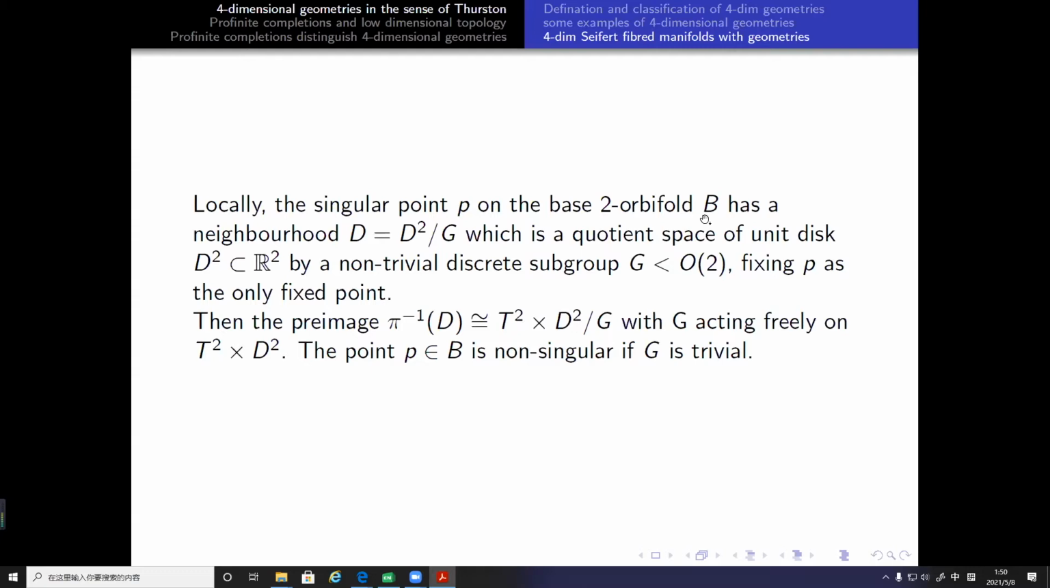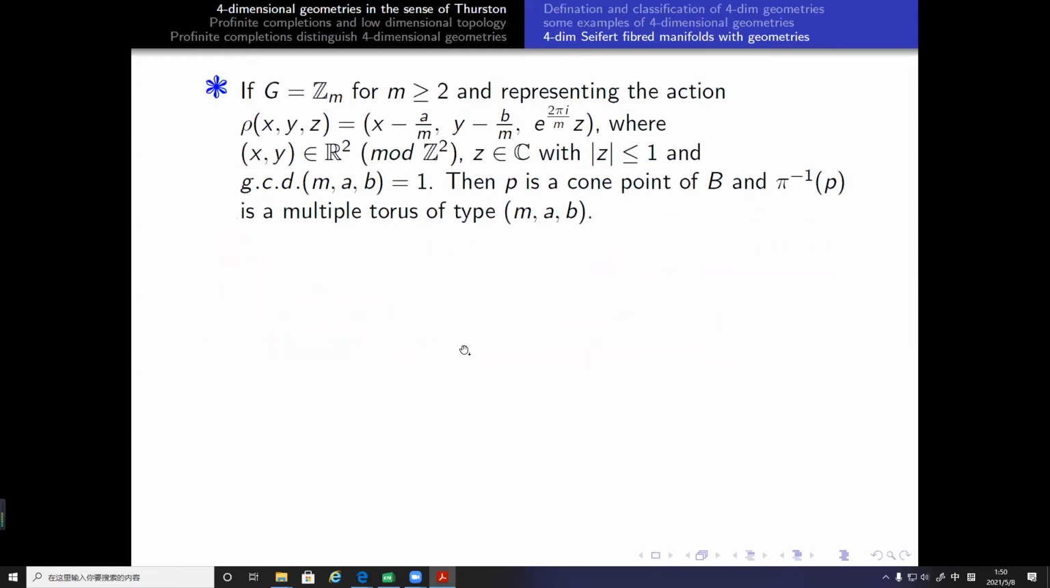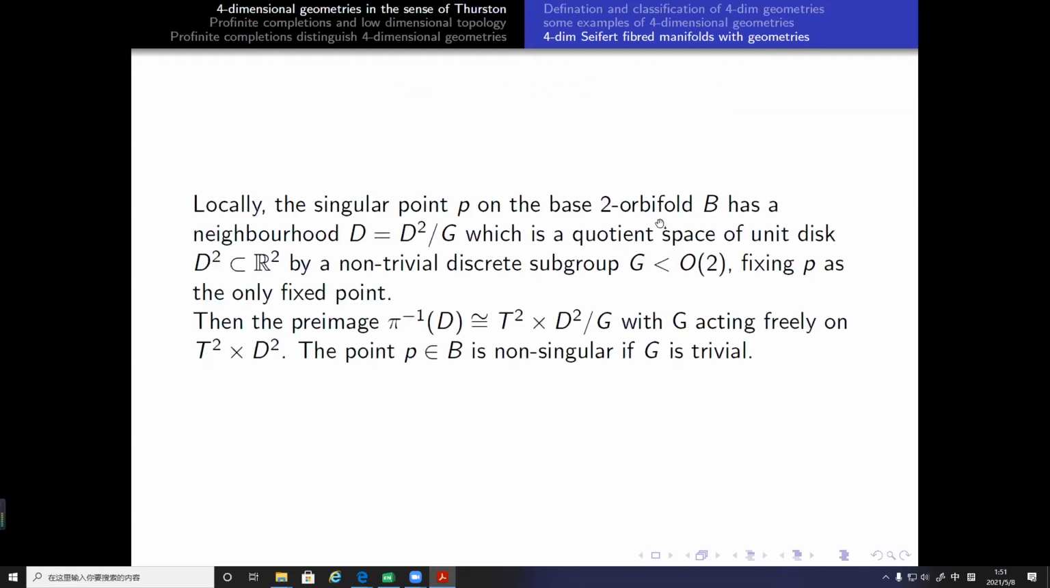So for the base case, it is an orbifold, but here it is a manifold since G acts on this space freely. And then the point P here is non-singular if and only if G is trivial. In this case, the neighborhood of P in B is just a disk, but in general it is a two-orbifold. Okay. So in fact, there are three types of singular points in the two-orbifold B.